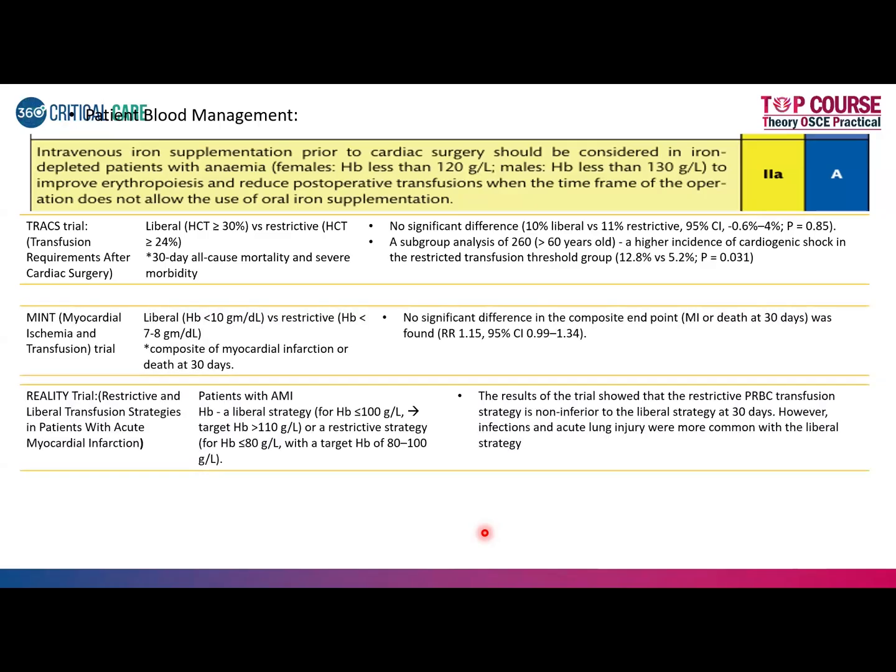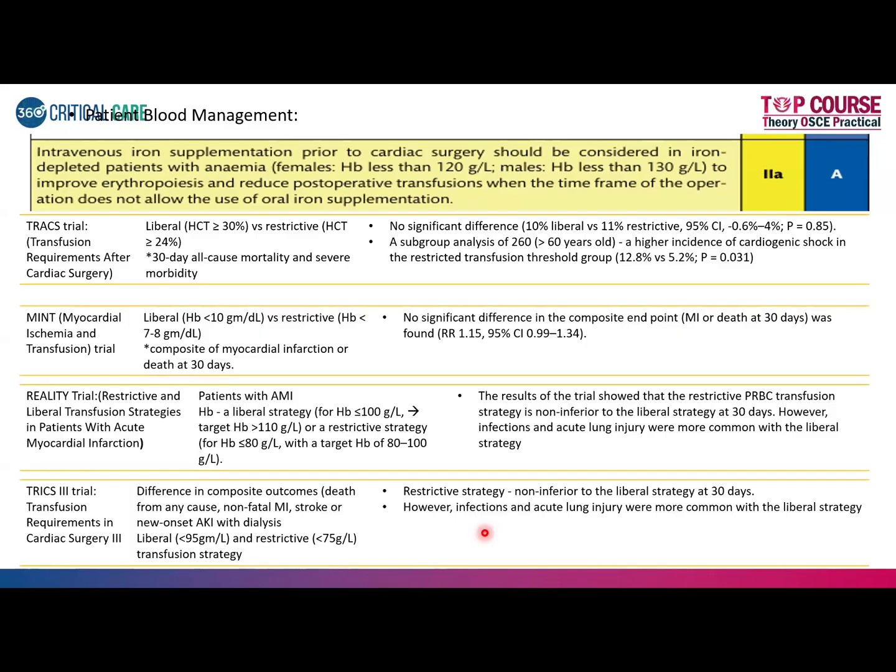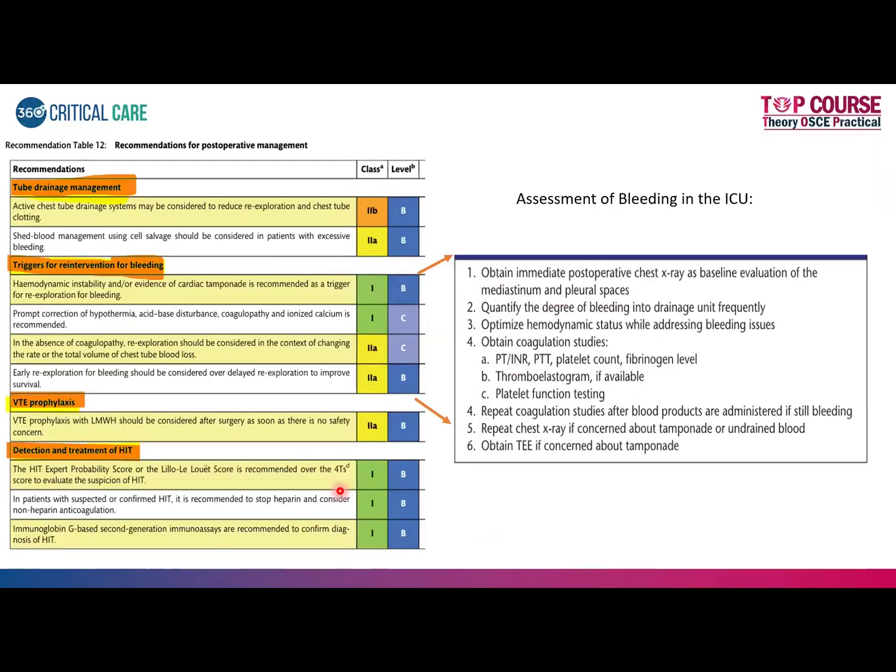We have got various trials in acute myocardial infarction, in various cardiac surgeries, which suggest that we can keep around 10, because there is no significant difference between keeping it at around 7 to 8 or around 10. So based on most of the trials, we will keep around 10. Recommendation for the post operative management: one has to have a low threshold for identification of the bleeding. Check for the tube drainage output.